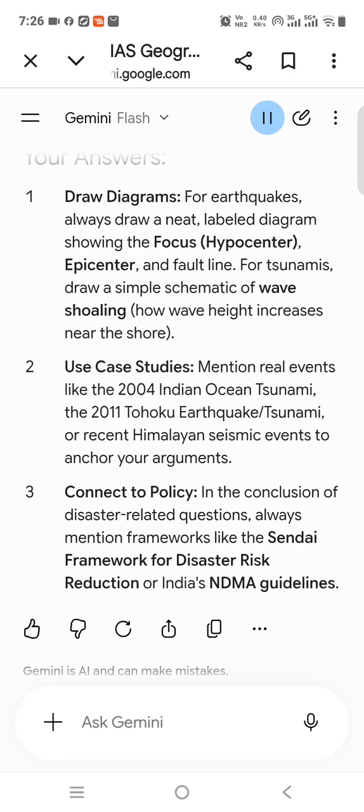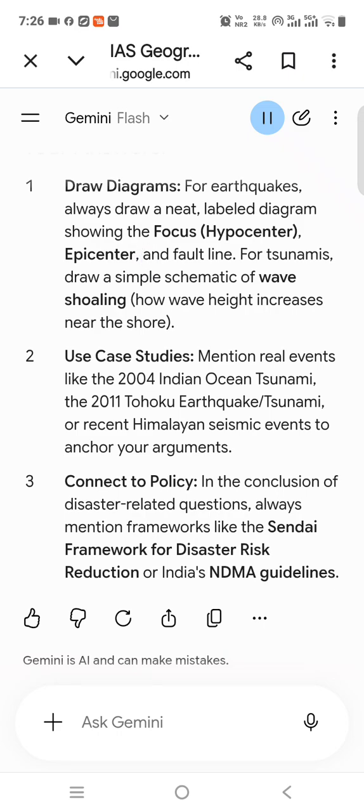Question. The Pacific Ring of Fire is a laboratory for both intense seismic and volcanic activity. Compare the nature of earthquake-induced tsunamis in the Pacific Ocean with those in the Indian Ocean. 20 marks, 250 words.